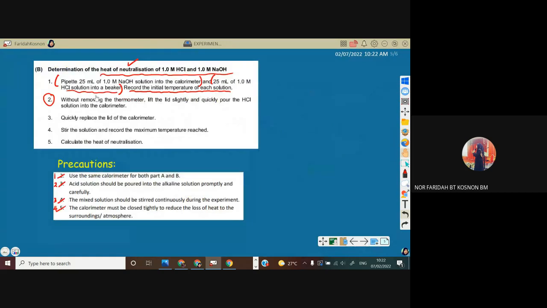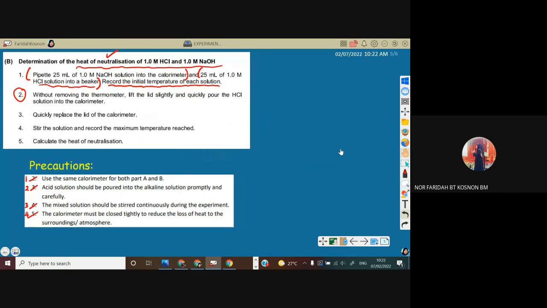Okay, you can see without removing the thermometer, leave the lid slightly. Angkat sikit lah lid, penutup dia tu slightly and quickly pour. Okay, quickly pour the hydrochloric acid solution into the calorimeter dengan cepat and then terus replace the lid. Terus tutup calorimeter tu cepat-cepat and stir the solution continuously. Okay, when you mix the solution, you will notice that the temperature of the solution increases.